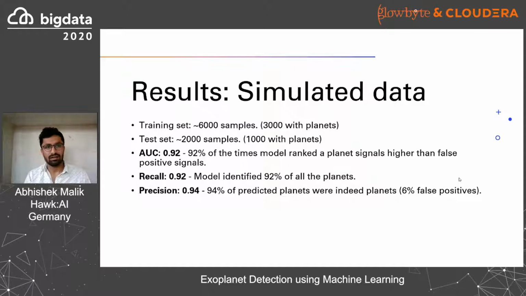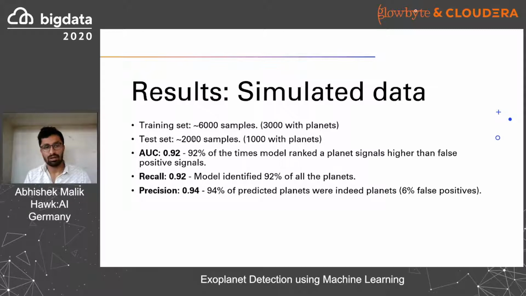Now let's see what kind of results we got here. In the first step, we used a simulated data set. Our training set had 6,000 samples, out of which 3,000 had planet signals in them, and our test set had 2,000 samples, out of which 1,000 had planet signals in them. Our goal was to train a model which can find those planet signals in the test set. With this, our model predicted with an AUC of 0.92. What this means is that 92% of the time the model ranked a planet signal higher than a false positive. We had a recall of 92 as well, and that means the model was able to identify 92% of all the planets present in the test set of 2,000 cases.